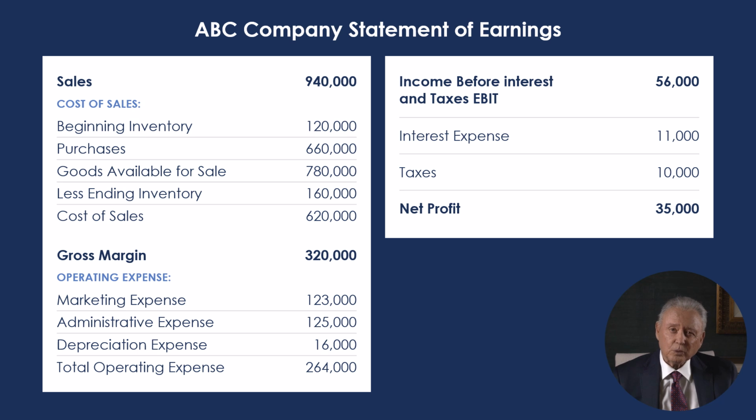Administrative expense, $125,000. Marketing, $123,000. Depreciation expense, $16,000. Total operating expense, $264,000. Income before interest and taxes, EBIT, is $56,000. Interest, $11,000. Taxes, $10,000. Net profit, $35,000. Just looking at the financial statements does not tell us much. However, using ratio analysis will reveal a great deal of important information.